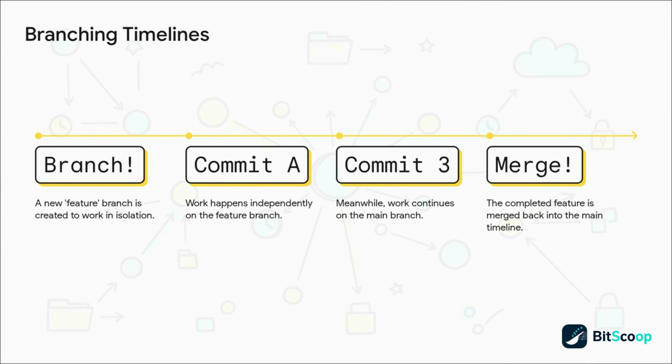And then this happens. A developer creates a new branch, and you can see it splitting off from the main timeline. Now they have their own parallel timeline. They can add their own commits, commit A, commit B, and it has zero effect on the main branch. Meanwhile, someone else can keep working on the main timeline, adding commit 3. The 2 universes exist side by side, totally independent.